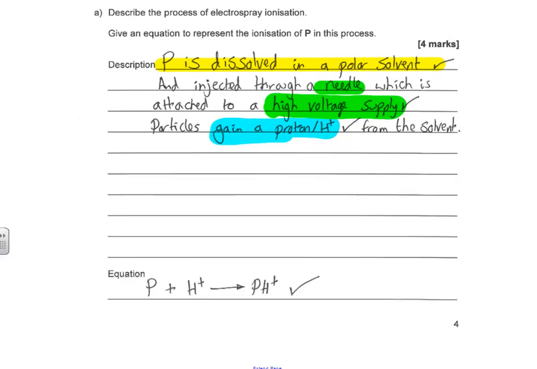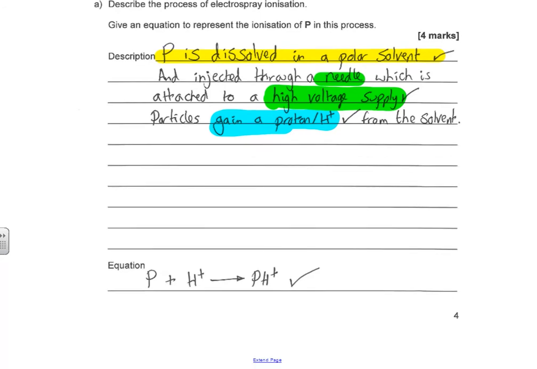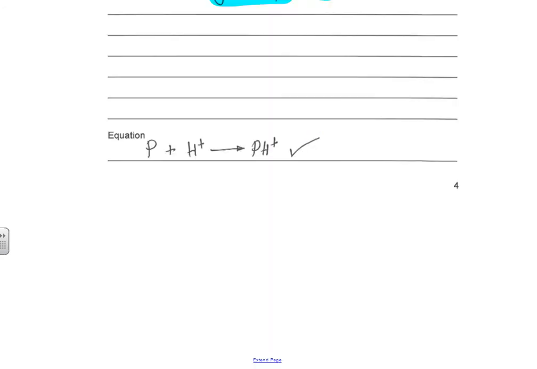You're asked to give an equation to represent that ionisation, and in fact if you know the methodology of course you can see it there in the middle of the screen. I take my compound P, whatever it is, I'm going to add H+, and I get my new ion, there it is, my PH+ ion. And it's that ion that is detected by the mass spectrometer.